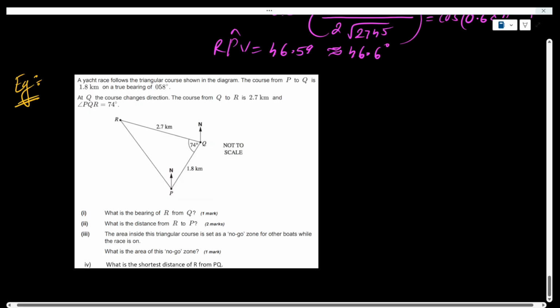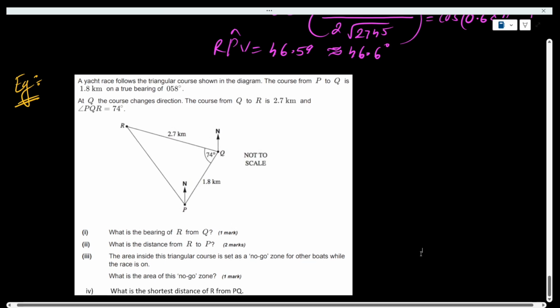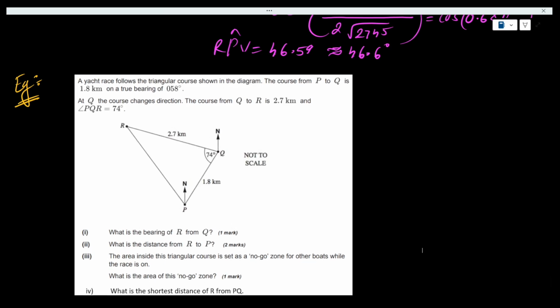Again, bearing based questions, sine cosine rule is very common. So let us see here. There is one question. A yacht race follows the triangular course, and already the figure is shown in the diagram. The course P to Q, that means from P to Q, 1.8 kilometer on a true bearing of 58 degree. So P is the start point here. So Q from P is going to be 58 degree. You first need to mark it.